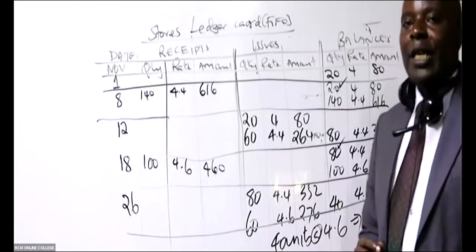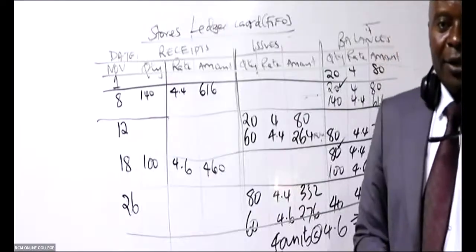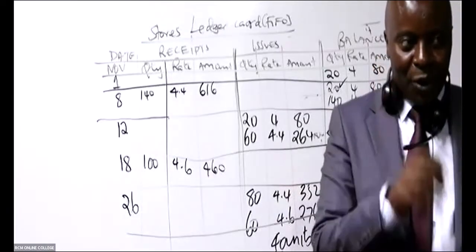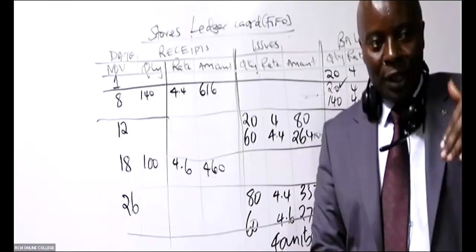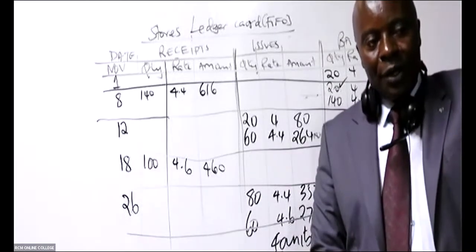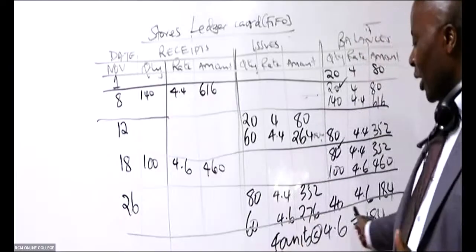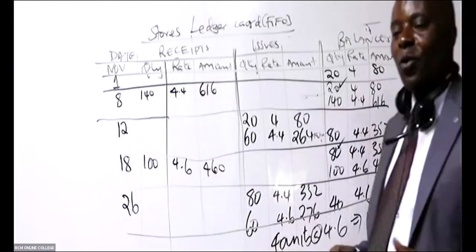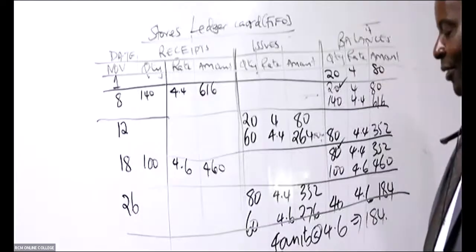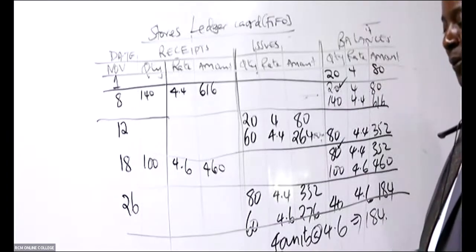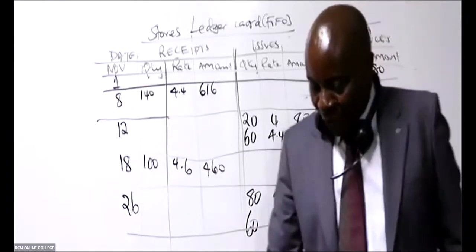So when you go to the income statement, you'll be able to see there the income statement. You see, we normally have sales, cost of sales. Cost of sales, we have opening inventory, add purchases, less closing inventory. So the closing inventory for that month will be this. 184, like that. So is that okay, ladies and gentlemen?